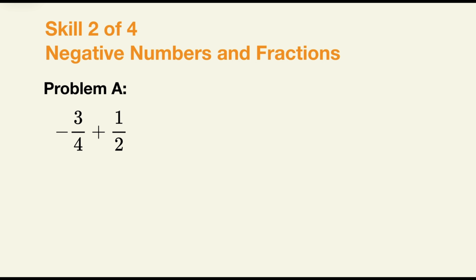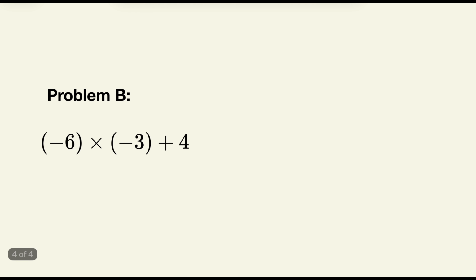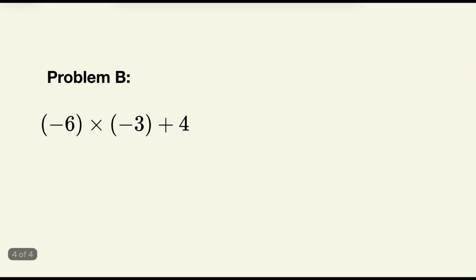So let's find a common denominator. The least common denominator is 4, which means we need to rewrite 1/2 as 2/4. We have -3/4 plus 2/4, which equals -1/4. And that's the final answer. Now, if fractions slow you down, Algebra 2 will feel much harder than it really is. Now let's try a sign problem. So pause the video and try this out.